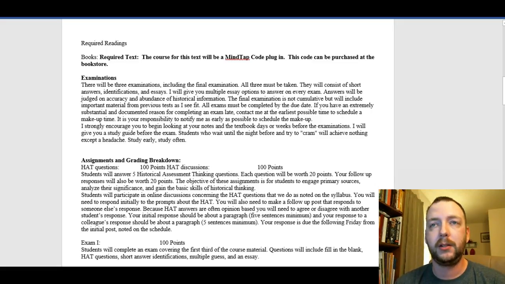I do strongly encourage you to begin looking at your notes and the textbook days and weeks before the exam. I will give you a study guide probably a week in advance of any exams. Don't try and cram the night before the due date. You'll get nothing except for a headache. So study early and study often.